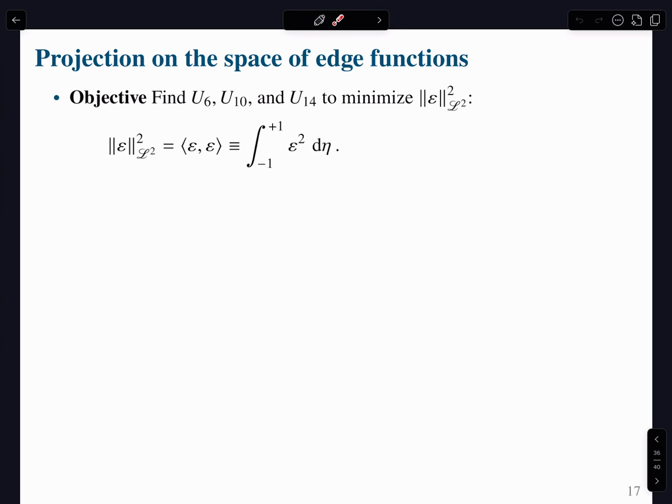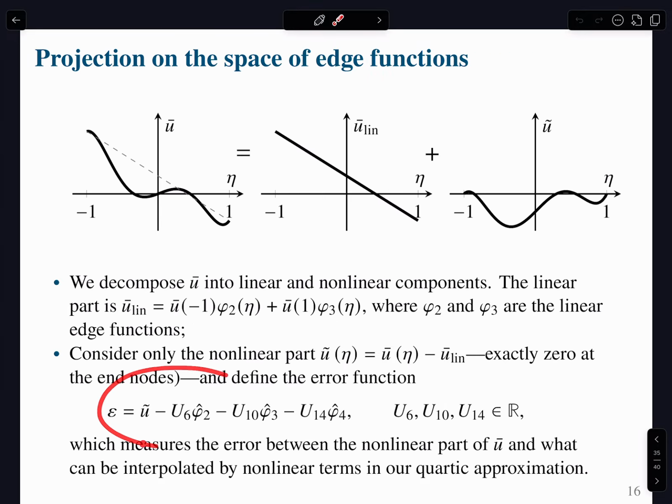So how do we do that? Well, the objective is to minimize that quantity. This is the error. So find the coefficients that are multiplying my higher order polynomial functions in order to minimize the error. How do you write that? It's essentially the integral between -1 and 1 of the error square. You could see this as a least square type of error, and then I try to minimize.